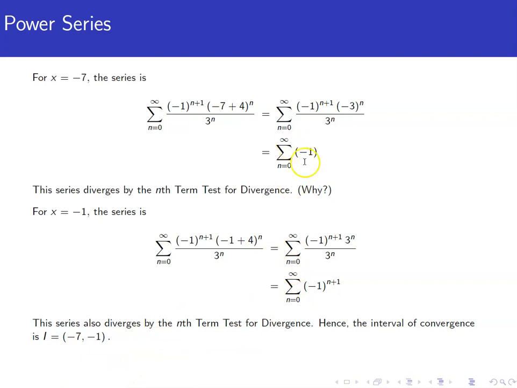And you should think about why that's true. Both of these series diverge for the same reason. Think about why that has to be the case. So in this case, we got the interval of convergence as the open interval, -7 to -1.